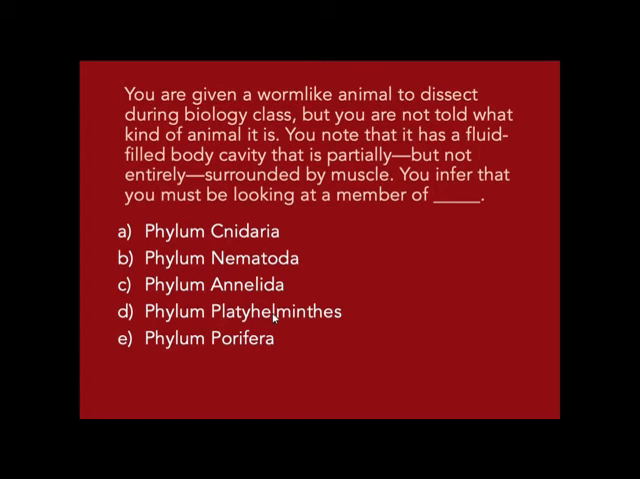But you are not told what kind of animal it is. So you note that it has a fluid-filled body cavity that is partially, but not entirely surrounded by muscle. You infer that you must be looking at a member of... Wait, what? Well, I'll point out the thing that you note. It has a fluid-filled body cavity that is partially, but not entirely surrounded by muscle. That means it's a pseudocoelomate.